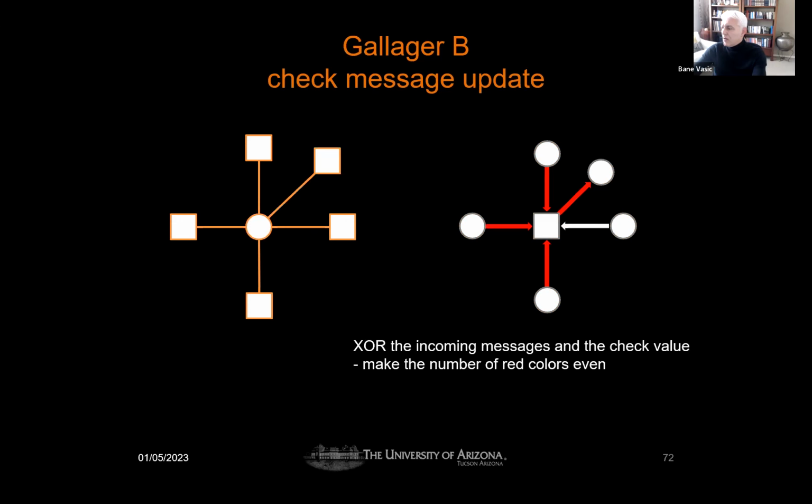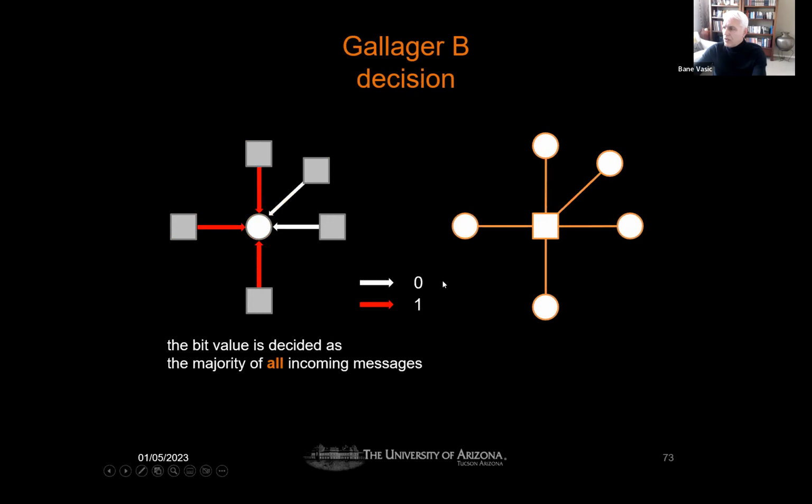And the decision for a variable node is made on the majority of all incoming messages. Okay, so these are simple rules that we will describe. And now I want to see how errors are corrected.